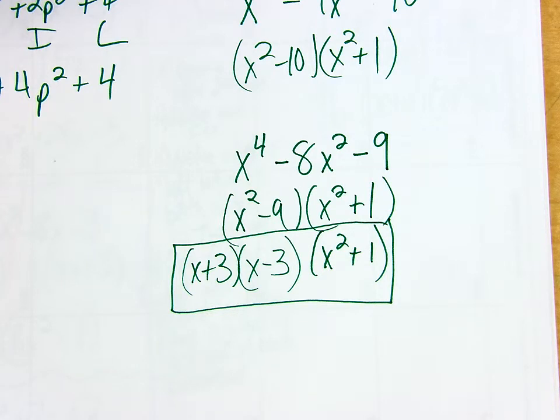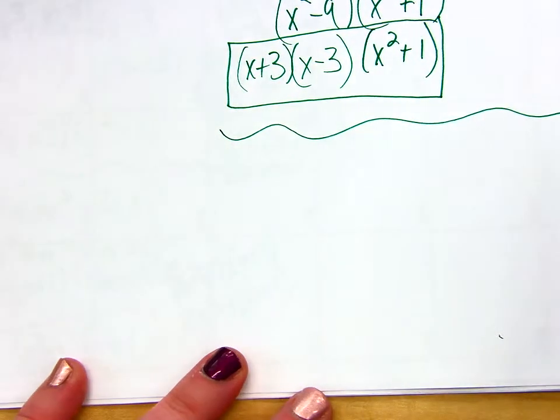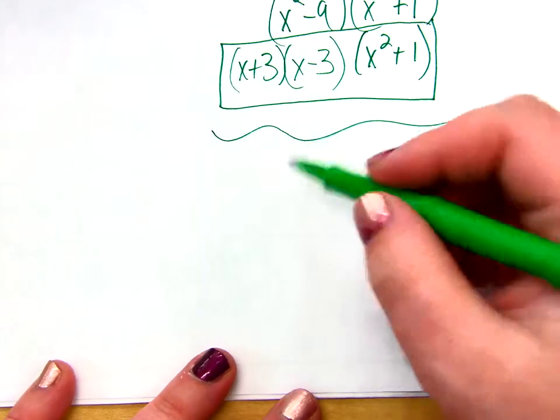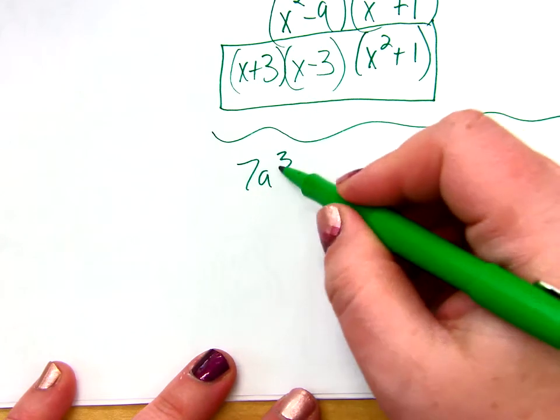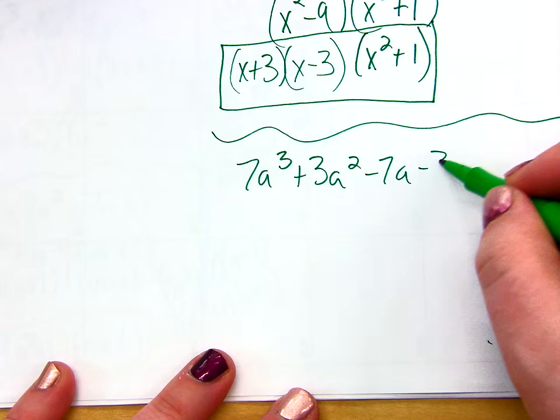Okay, what do you think? I have a question on number 9. Sure. How about we do it? So number 9 says 7a to the third plus 3a squared minus 7a minus 3.